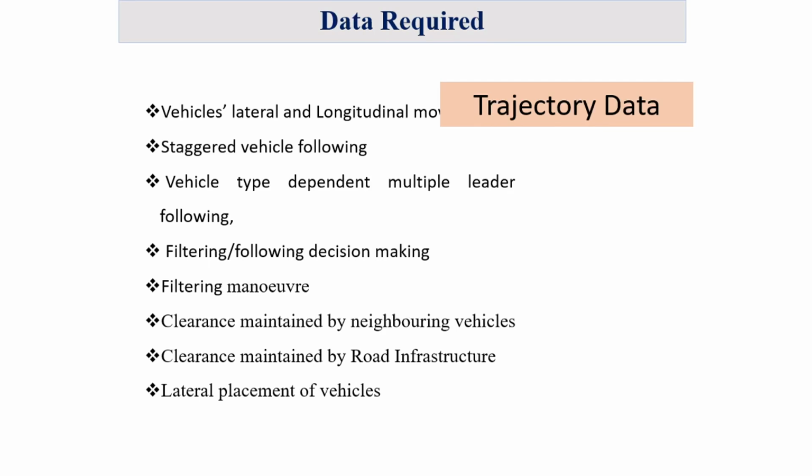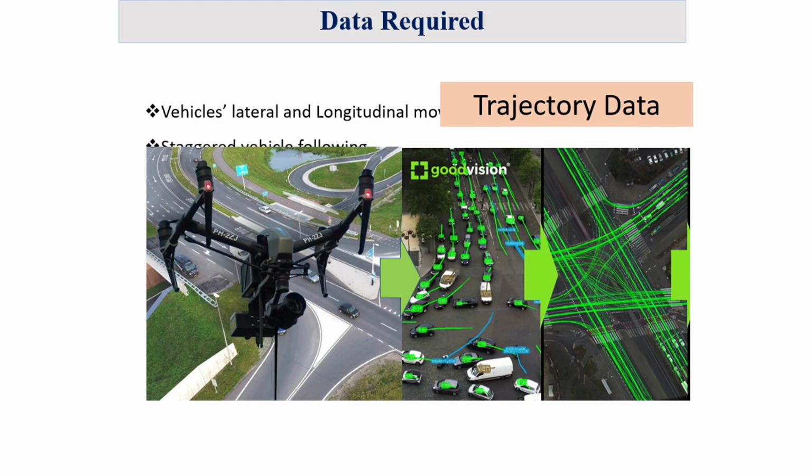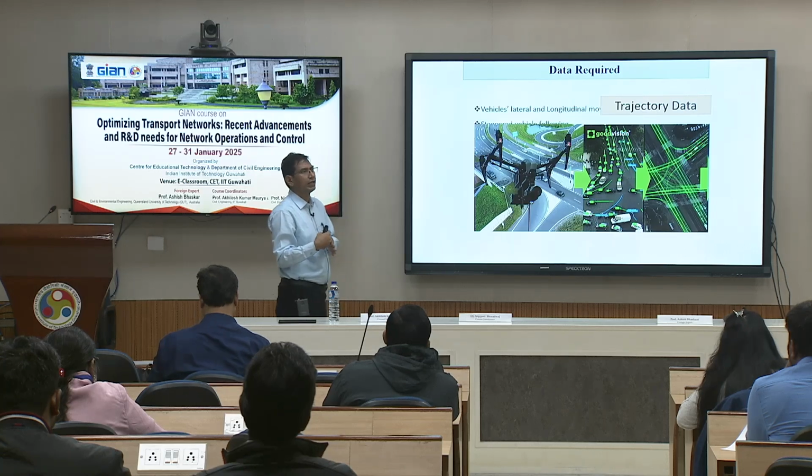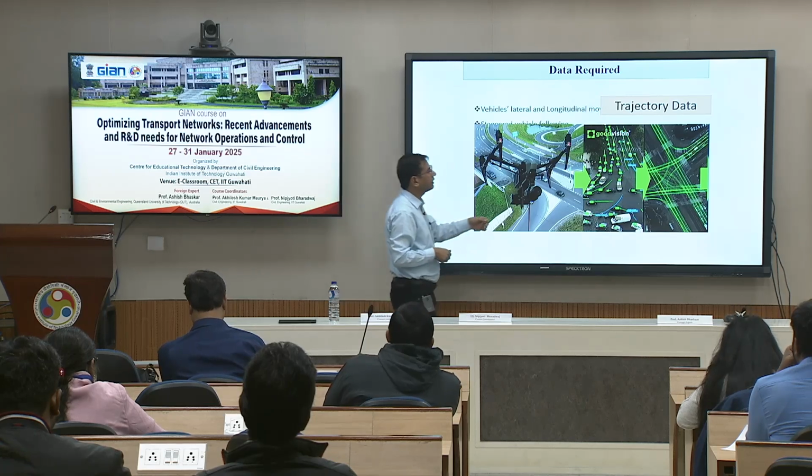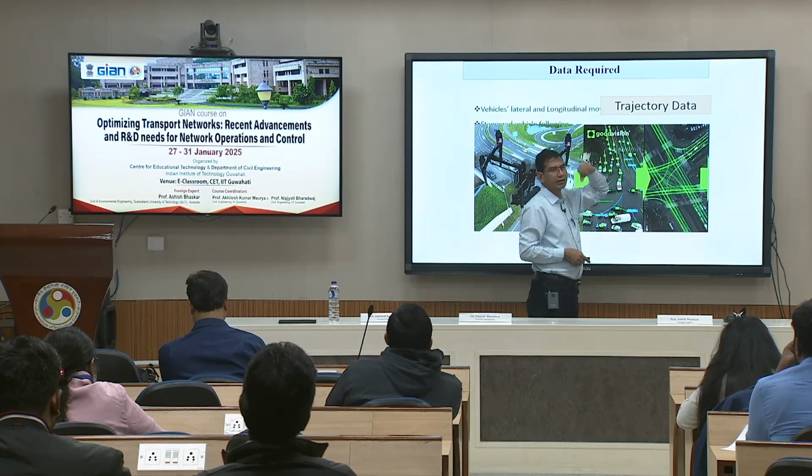Now the question is how to get this trajectory data. One way of getting it is a drone. You collect the video footage from the drone and then analyze the trajectories of those vehicles. Then you might get these kinds of trajectories, and you can figure out what kind of lateral clearance is maintained at a particular instance by a neighboring vehicle. All those features you can study if you have this basic trajectory data.